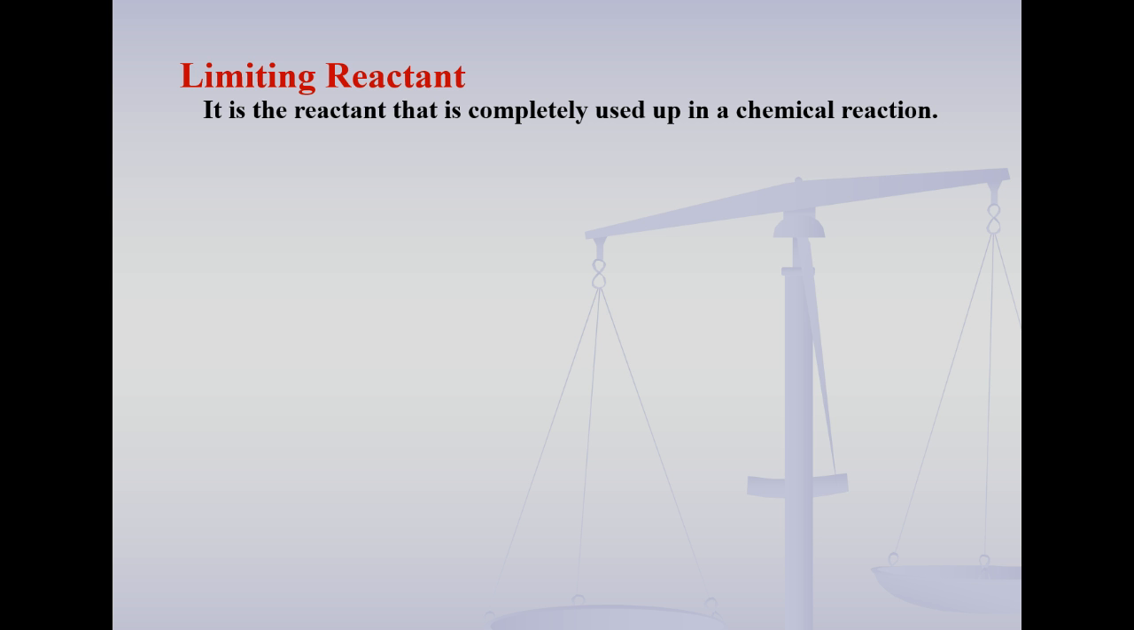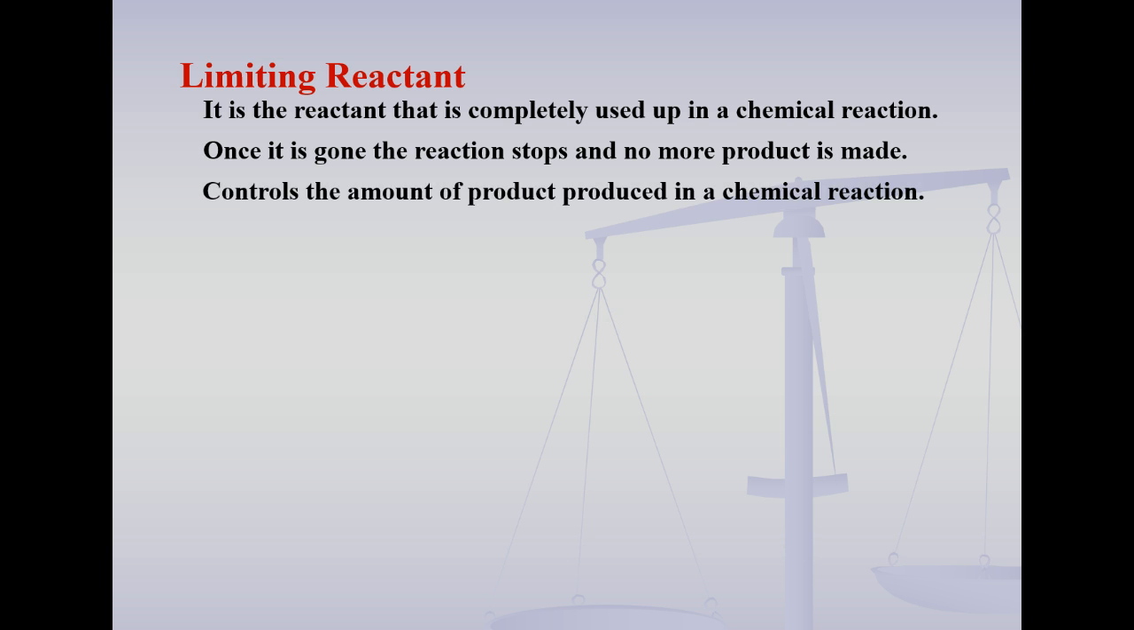Okay, so you might wonder what a limiting reactant is. A limiting reactant is one that is completely used up in a chemical reaction. Once it's gone, the reaction stops and there's no more product that is made. So it controls the amount of product produced in a chemical reaction. It's very important, and you have to figure that one out. It's always the reactant that's used in a stoichiometry problem because it's the one that controls how much of the other reactant is used and how much of the products is actually being produced.